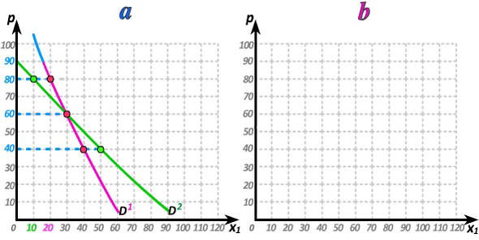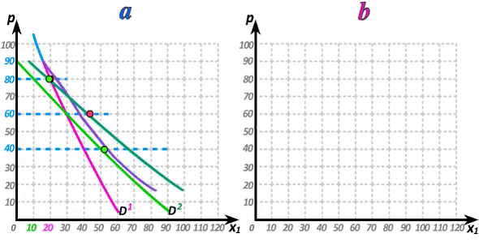At a price of 80, for instance, consumer 2 along the green demand curve demands 10 units of the output, while consumer 1 along the magenta demand curve demands 20 units. Together they therefore demand 30 units of the output, which is the aggregate demand at a price of 80. At a price of 60, on the other hand, both consumers demand 30 units of the output, making the aggregate demand at a price of 60 equal to 60 units of the output.